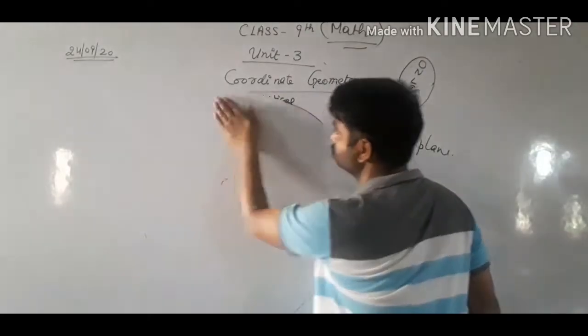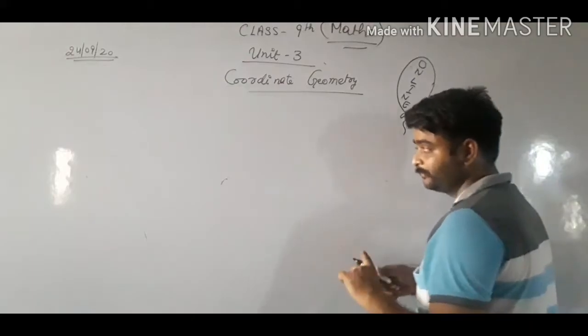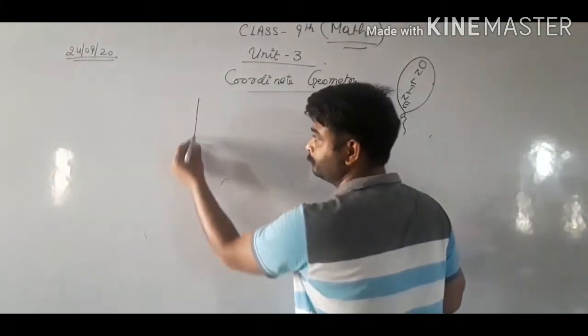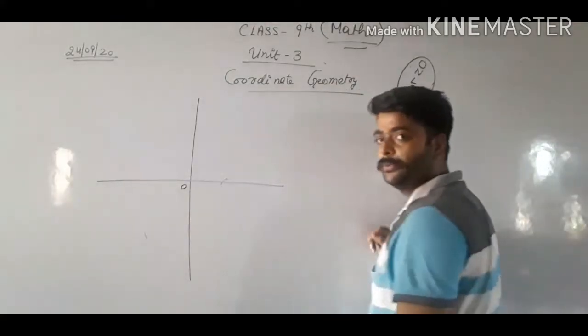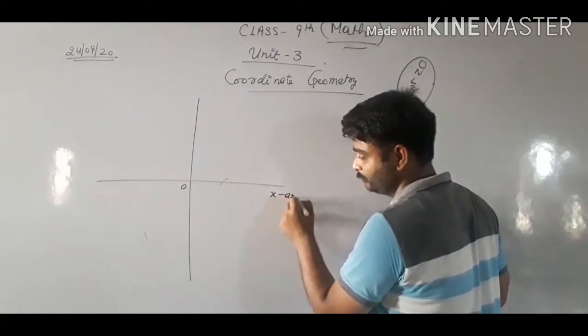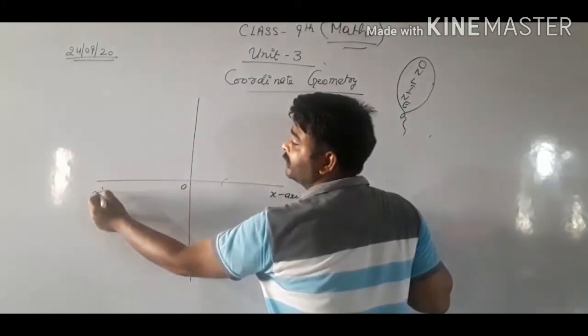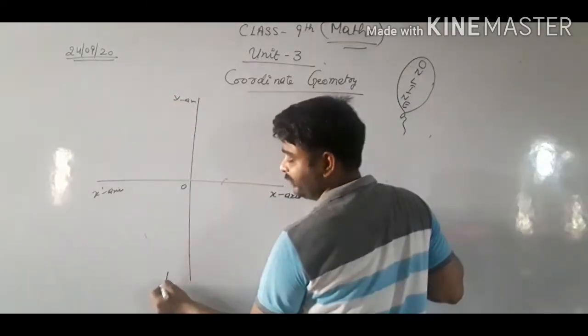Now class, again I'm drawing. This is your graph with origin O. O is the origin. This is the x-axis, the x dash axis. This is the y-axis, the y dash axis.